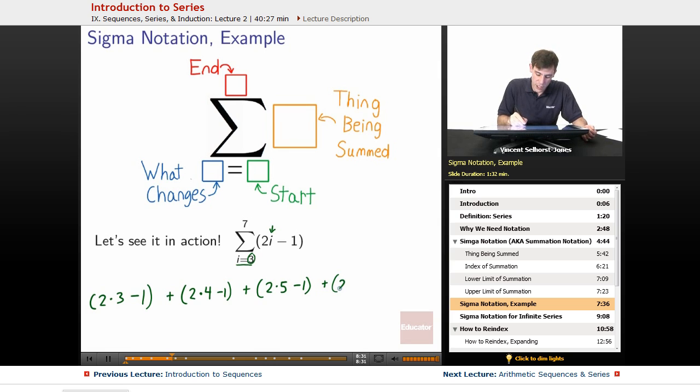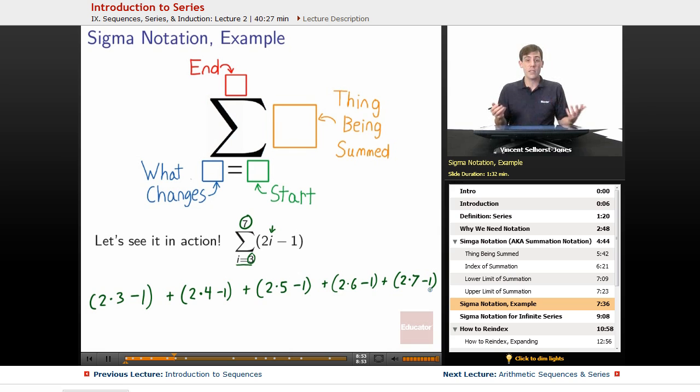Plus, our index increases by 1 again, so 2 times 6 minus 1, plus, and now finally we've hit our final, the upper limit. So at this point we stop. This will be the last one. Once we get up to this final upper limit for how high our index goes, that is the last one in the series, so 2 times 7 minus 1.